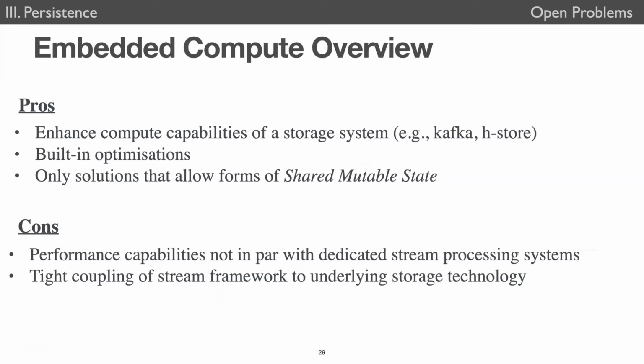A few pros and cons on embedded compute. I would say it really depends on the capabilities of the storage system that this is implemented.